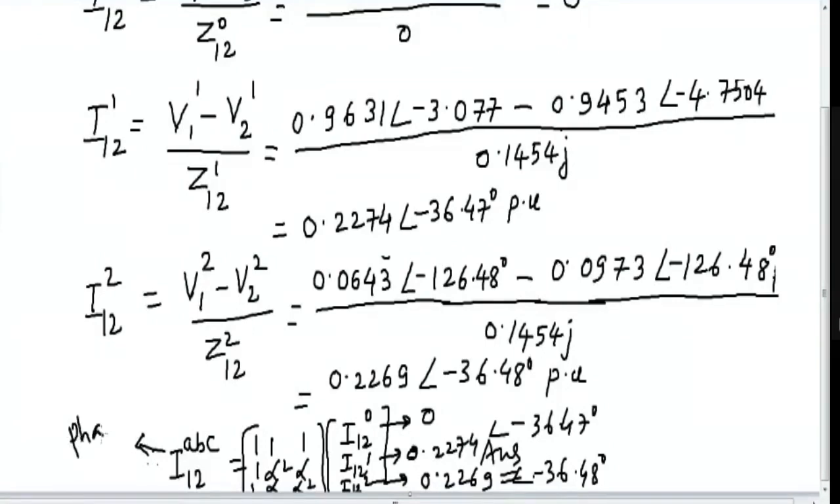in the phase component. So ABC means phase component, and 012 means the sequence component. So in this way we have completed the numericals related to the LG fault. Now let us start with the numericals related to the symmetrical fault.